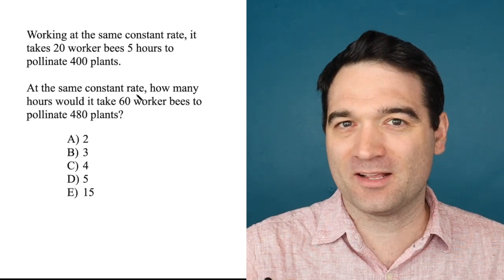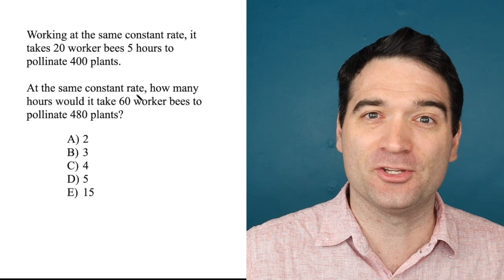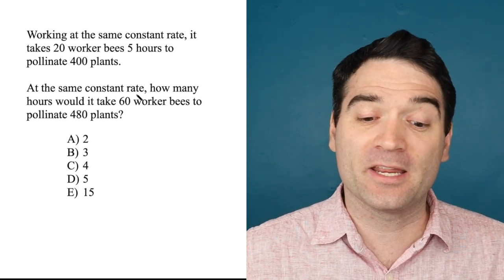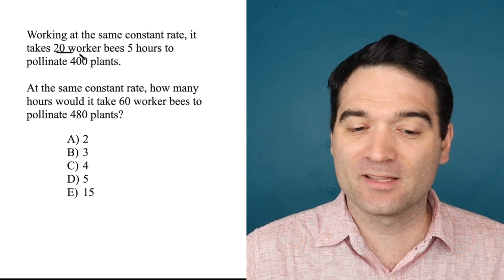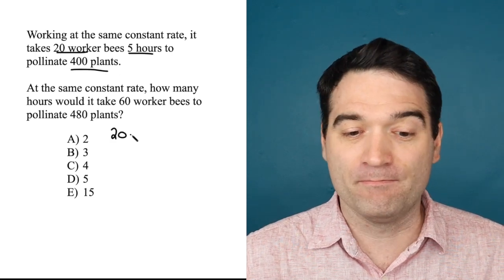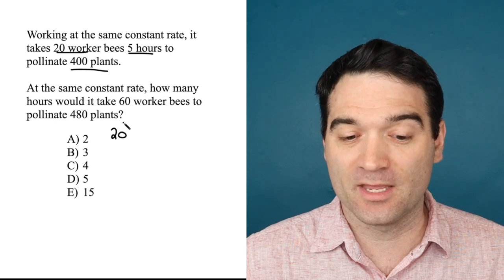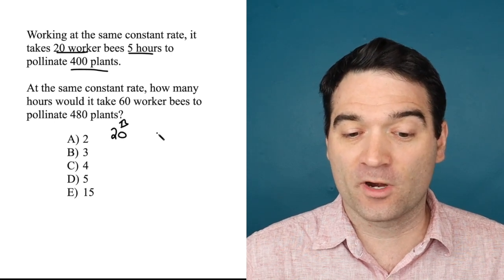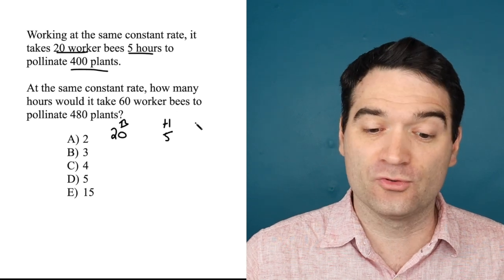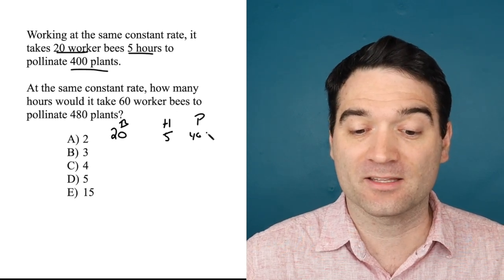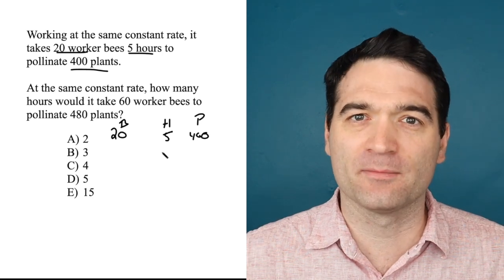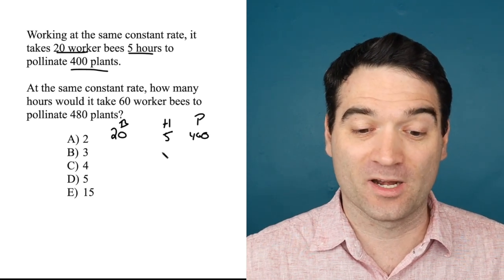So I have a process for going about this. There are other ways to do it, and if you're curious, I can do another video showing a different way. But here's the way that I'm going to do it here. I'm going to start by listing out all the variables that we have going on. So we have 20 worker bees, working for 5 hours to produce 400 plants. And what I'm going to do basically is change 2 variables at a time while holding the other one constant.